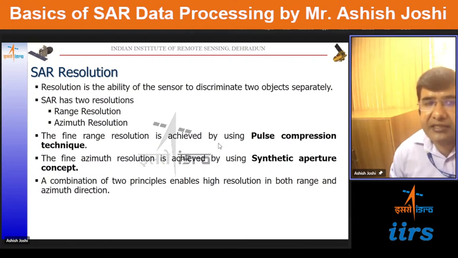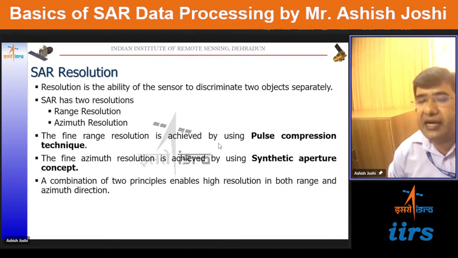So SAR has two resolutions. In optical, we mostly consider only one resolution, but SAR has two, in the range direction and in the azimuth direction. In the range direction, we have the range resolution, and in the azimuth direction, we have the azimuth resolution. Okay. So as I said, SAR is an imaging radar.